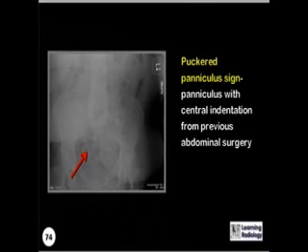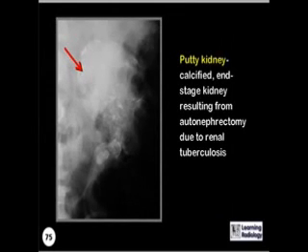This is the puckered panniculus sign. The panniculus has a central indentation, almost always indicating previous abdominal surgery. What is this appearance called? This is a putty kidney, a calcified end-stage kidney resulting from autonephrectomy due to renal tuberculosis.